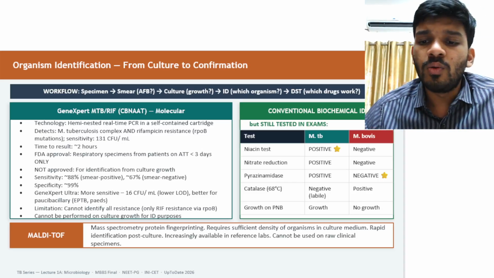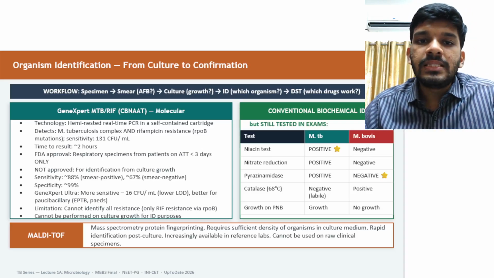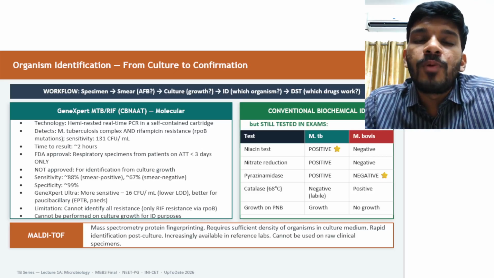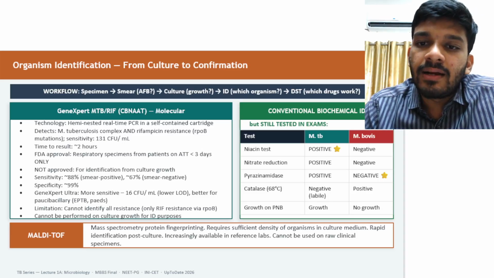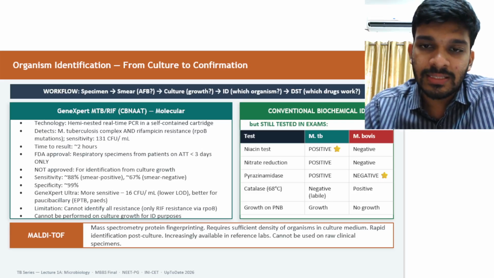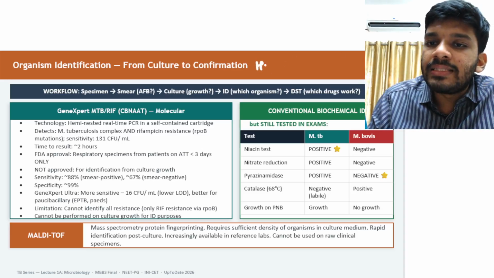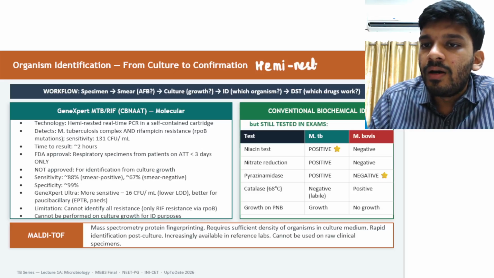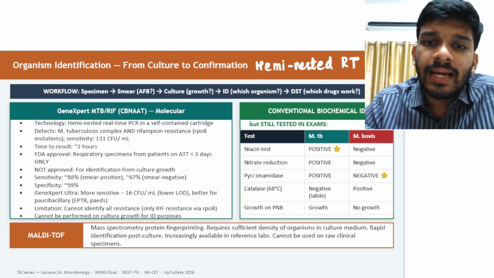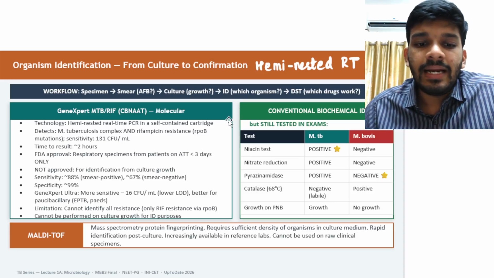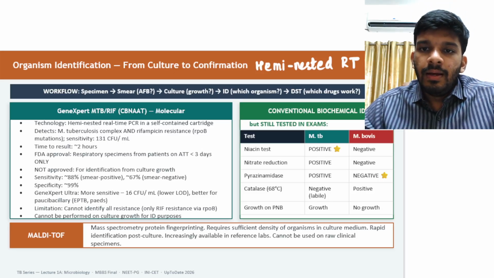Okay, there are certain important one-liners here that you need to remember. We'll just go through them quickly. The first thing to remember is that it is based on the principle of polymerase chain reaction, amplification of DNA in a self-contained cartridge. That means that the cartridge does all the job. So it is a semi-automatic process. The PCR that goes in it is called the hemi-nested real-time PCR. Okay. What it does is it detects Mycobacterium tuberculosis, and at the same time it also detects rifampicin resistance, right?